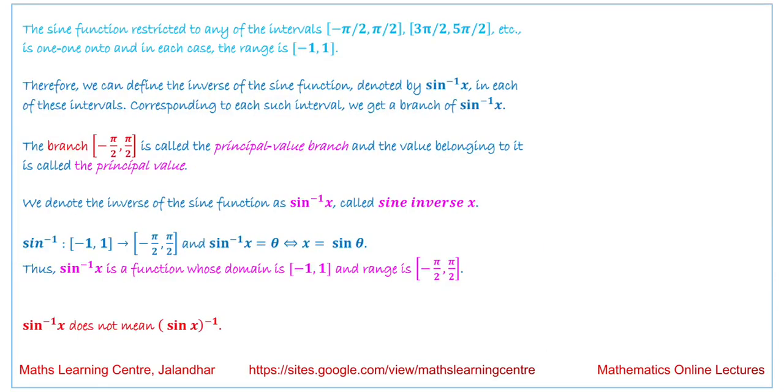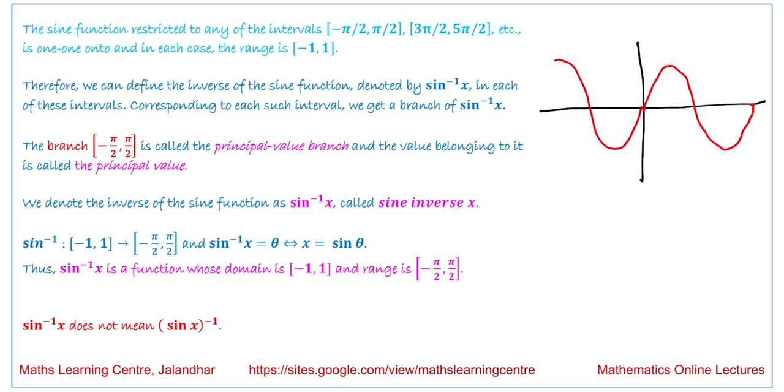If we are talking about the sine function, I am plotting the graph of the sine function. It looks like this. What we can see from this graph is that if I draw a line parallel to the x-axis, this line intersects the graph at different points. So clearly this function is not 1-1 onto.